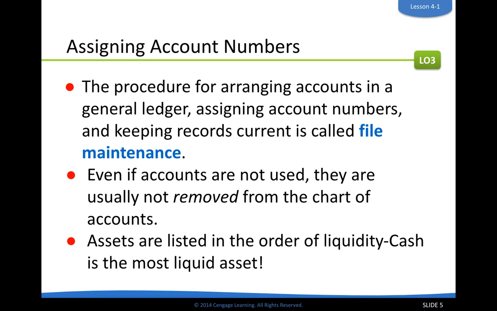Something else to notice is that assets are listed in order of liquidity. So liquidity means how quickly it can be turned into cash. So cash, it's already cash. That's the most liquid asset. So that's why cash is always account number 110.